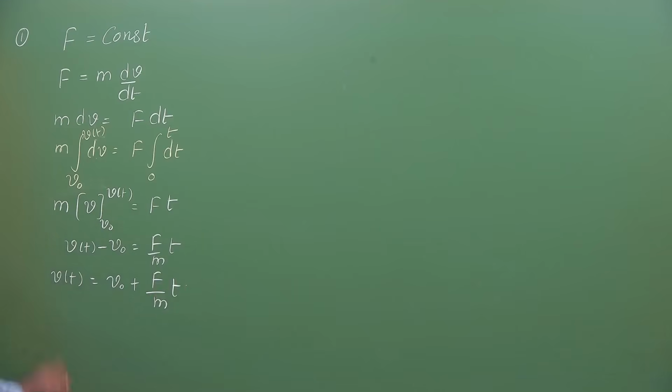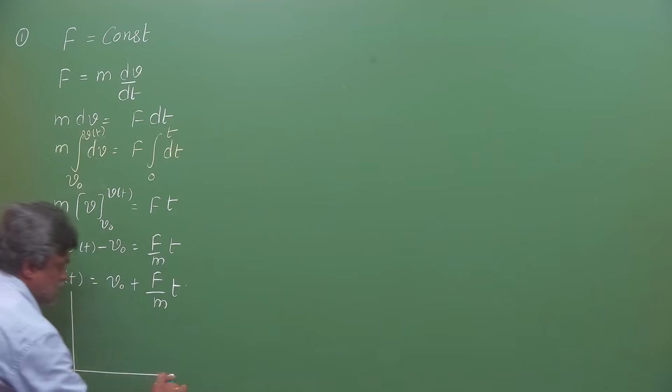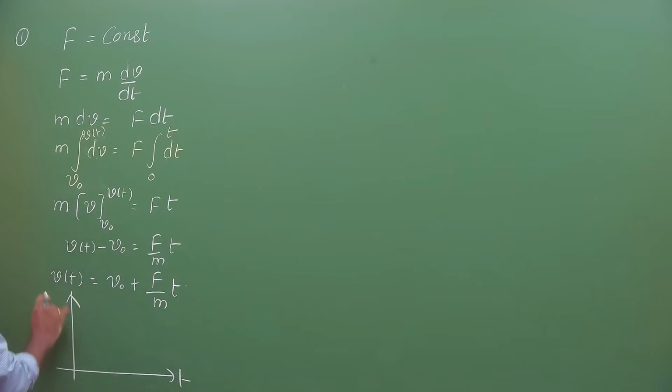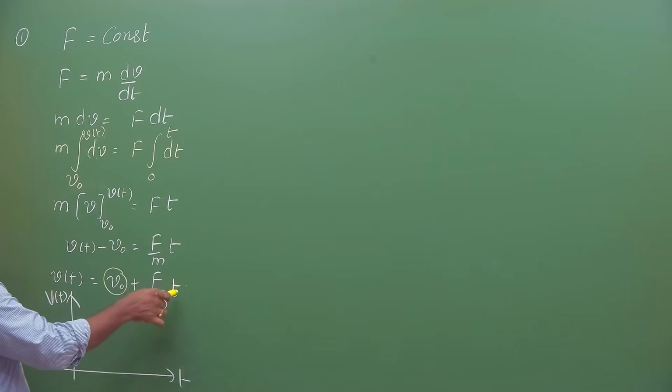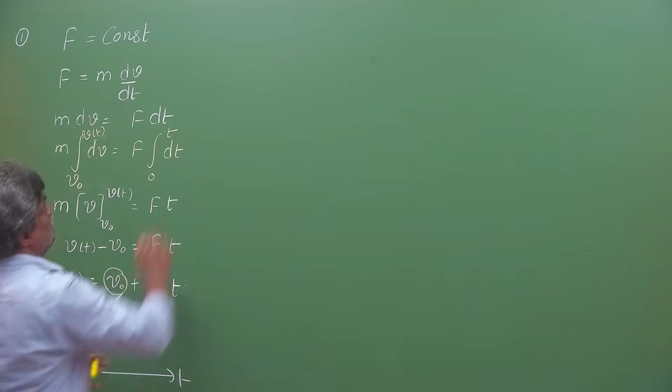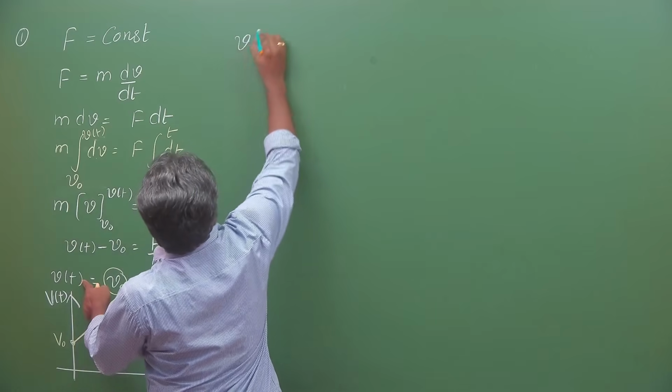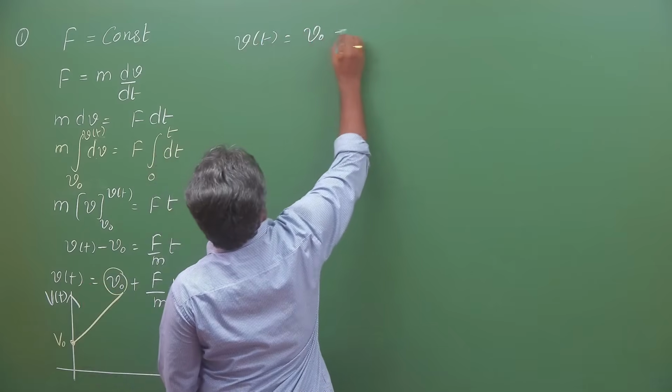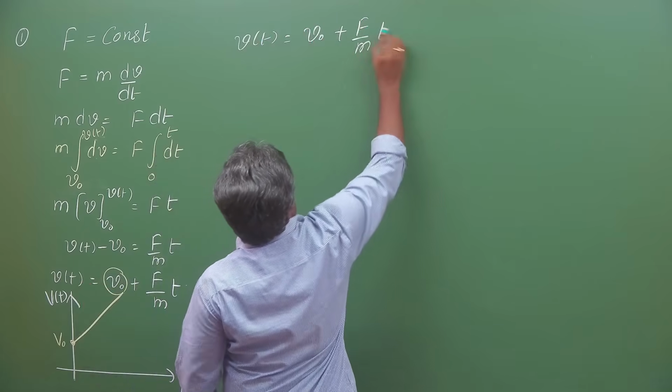If they are asking for a graph, this is the time and this is the velocity. At time t equal to 0, what is the velocity? That means zero or non-zero? How much? After that, how is it changing with respect to time? Proportional. Proportional means what? Straight line. That's it.